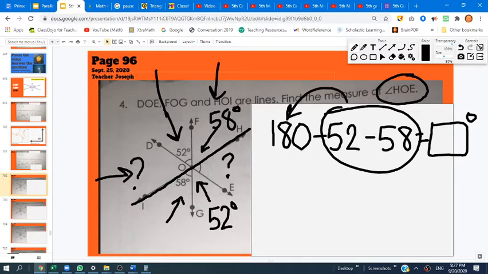Or what you could do is you could try to figure out what's the missing number right here, this missing angle, okay, by figuring out what's missing from the total, which is 180. Okay, so it's kind of up to you. There's lots of different strategies you can do. I prefer to find out what this plus this is first and then subtract from 180. Okay, so let me actually just show you that on the screen.